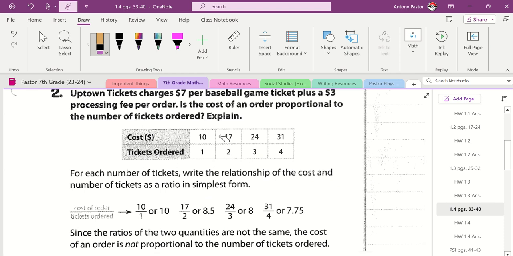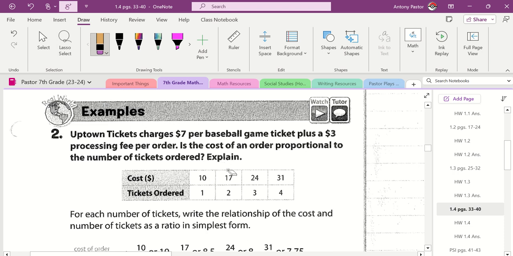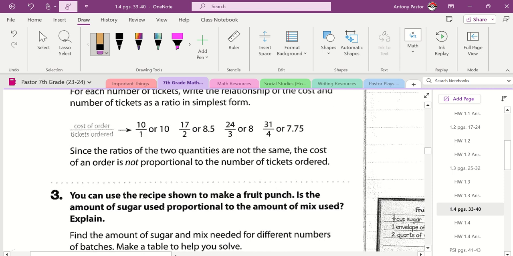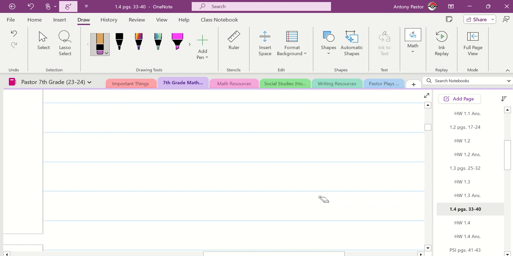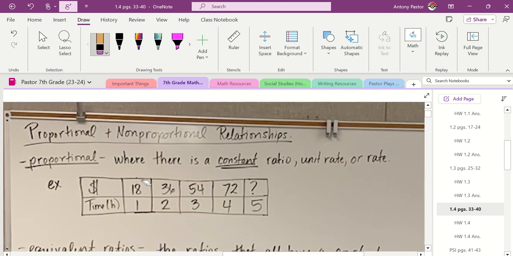So let's see. 10 plus. So this one's a kind of confusing thing, but let's see. This is saying no. So ratios of two quantities are not the same. The cost is not proportional. Okay, so remember, they're not looking at the relationship, because yes, each one of these is raised by $7, so there is a constant, quote unquote, but they're not proportional, meaning they're not equal, which is where the definition up here gets a little confusing, because it's saying proportional is where there's a constant ratio, unit rate, or rate.